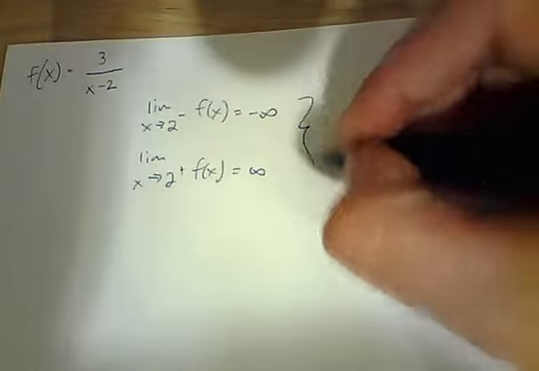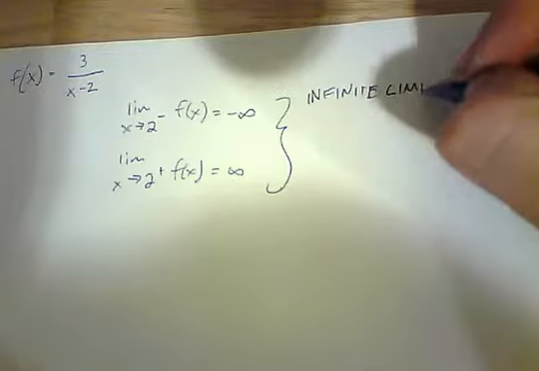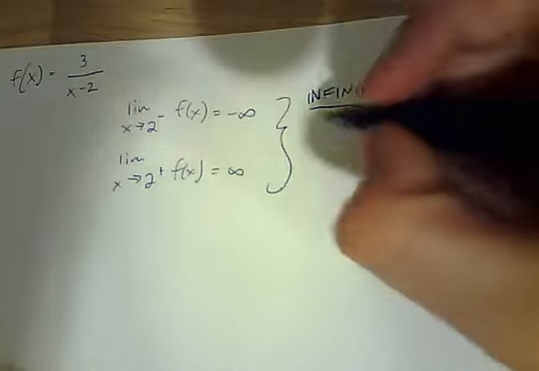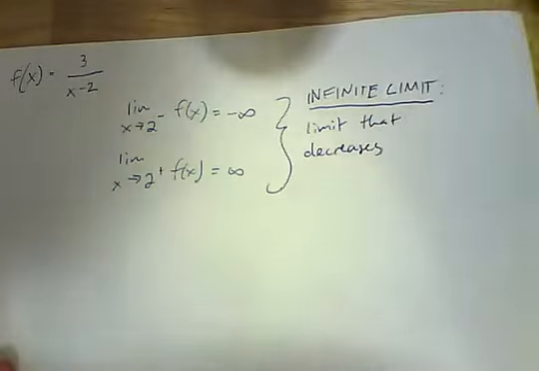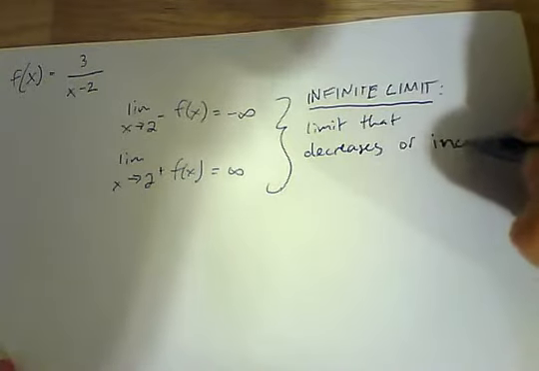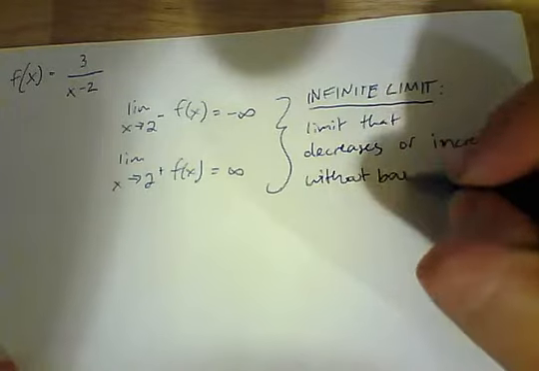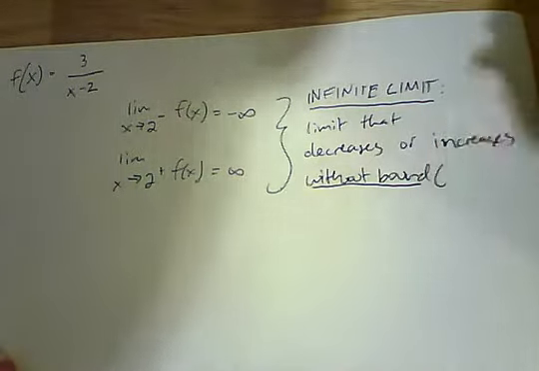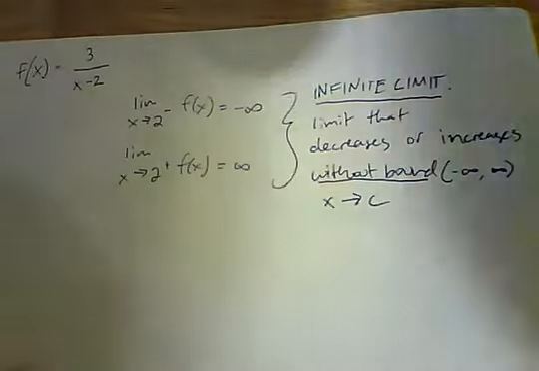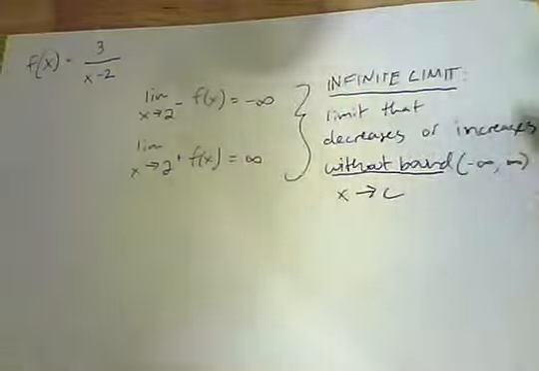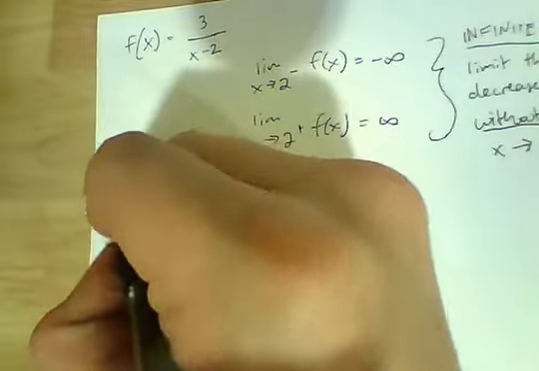Next to this, I want you to write a bracket, and we're going to talk about the concept of an infinite limit. All that means is that it's a limit that decreases or increases, and here's the important part, without bound. Just think of that as either negative infinity or positive infinity. And it does that as x approaches c. So an infinite limit is a limit that decreases or increases without bound as x approaches c.